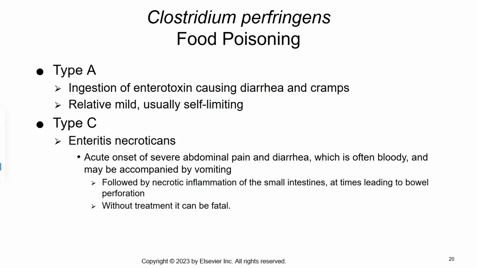Clostridium perfringens food poisoning. So there's type A, when you ingest the enterotoxin causing diarrhea and cramps. It's relatively mild and usually self-limiting. Type C is enteritis necroticans, and that's acute onset of severe abdominal pain and diarrhea, which is often bloody and may be accompanied by vomiting, followed by necrotic inflammation of the small intestine, at times leading to bowel perforation. Without treatment, it can be fatal. Clostridium perfringens food poisoning is pretty common. In certain parts of the world, it's more common than what we would think of as E. coli food poisoning.